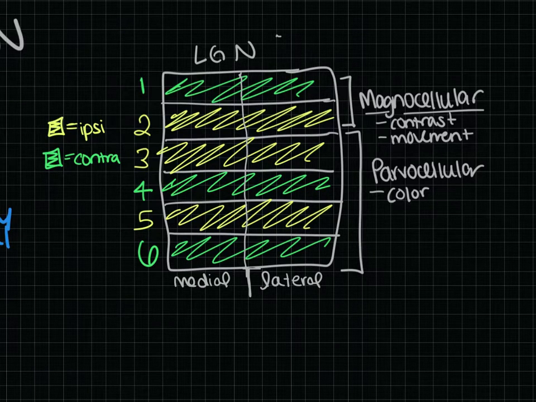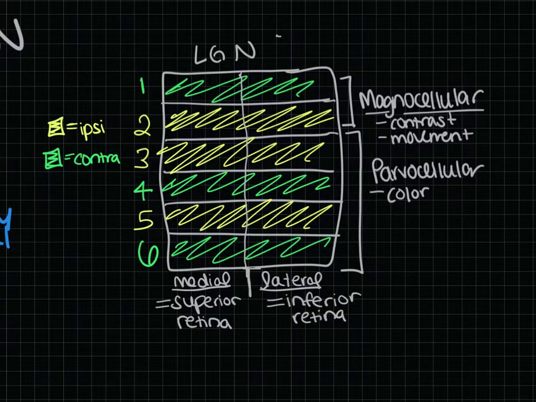So the medial portion of the LGN is going to receive fibers from the superior retinal quadrant, whereas the lateral LGN is going to receive the inferior retinal quadrant. So once again, as far as superior and inferior goes, their visual field is going to be opposite. So the superior retinal field is going to be the inferior visual field. The inferior retinal field is going to be the superior visual field.